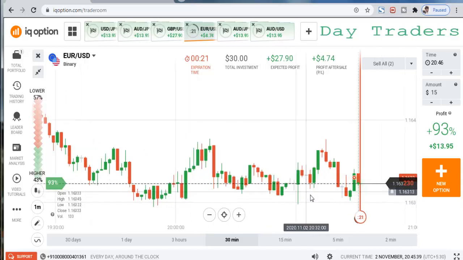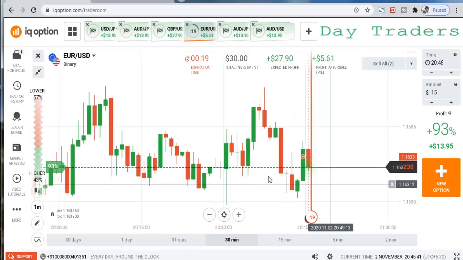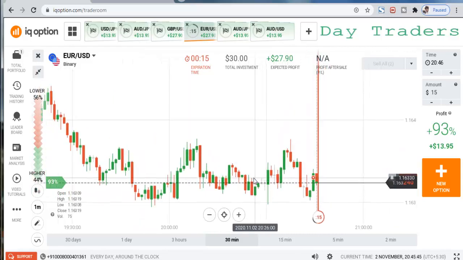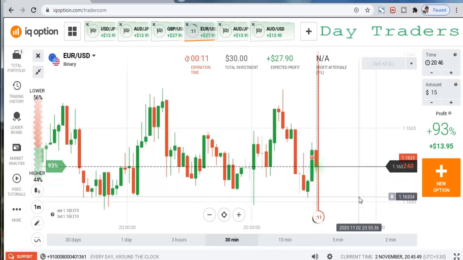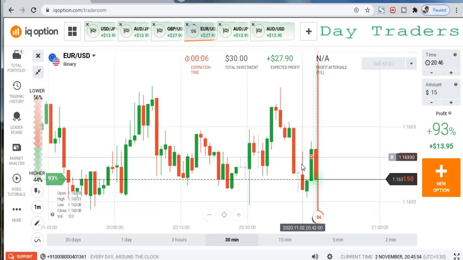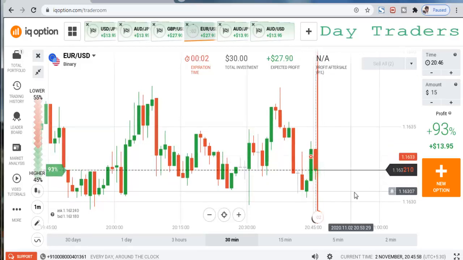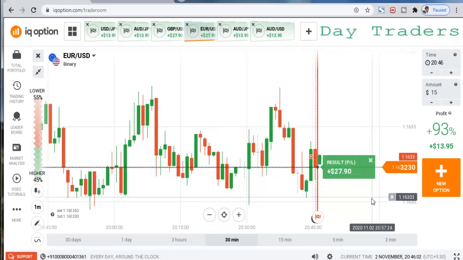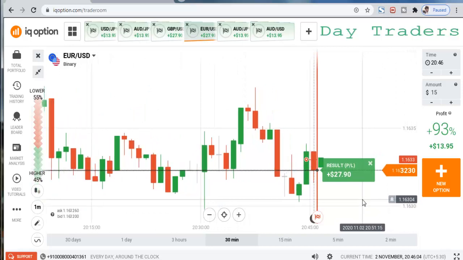Okay, this type of ranging market makes a lot of confusion. And previously there was some selling rejection at this point, very strongly. Okay, it's working. Okay, this is also a winning trade.